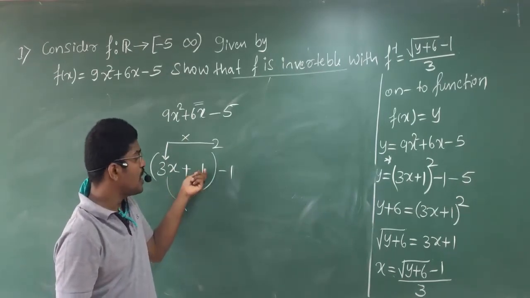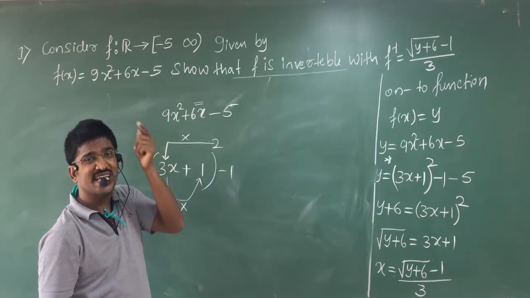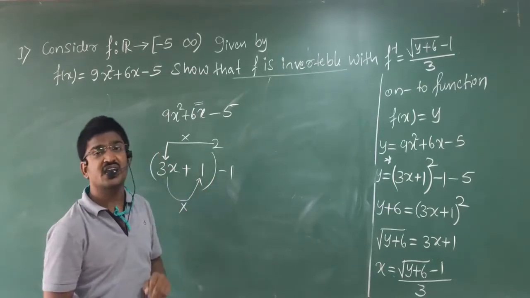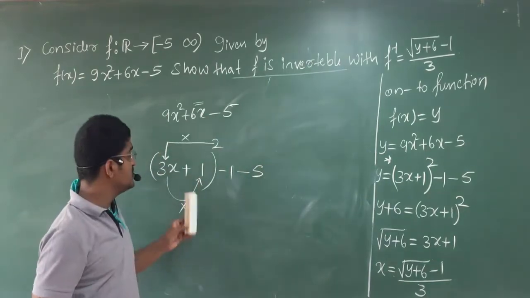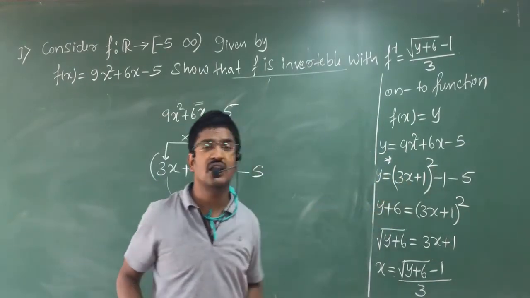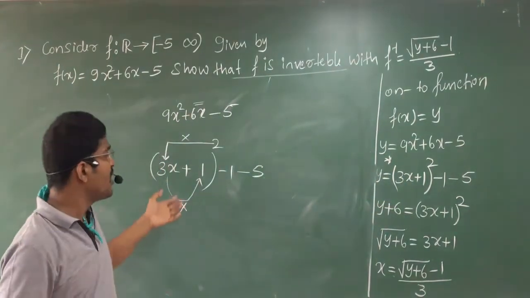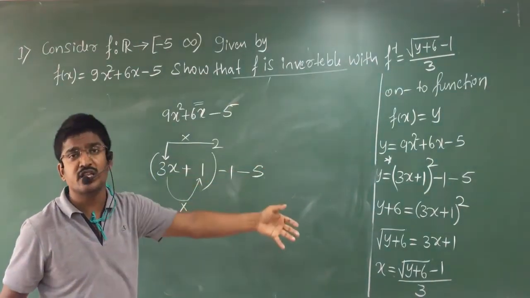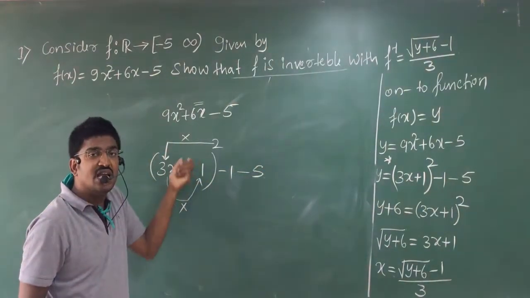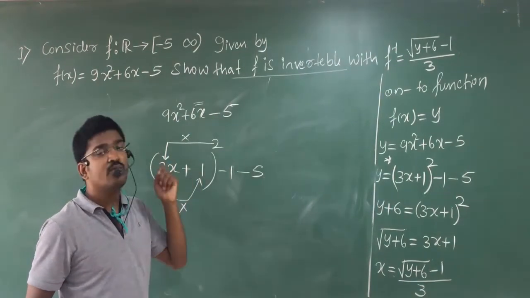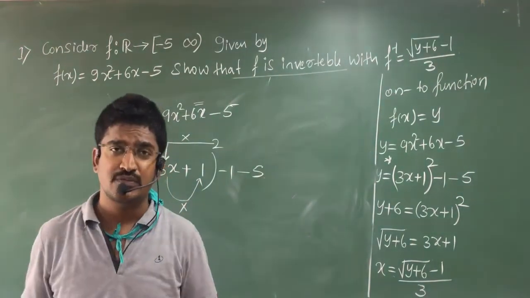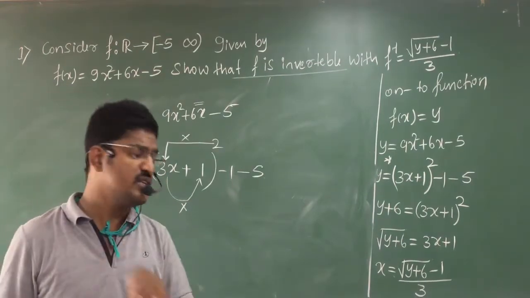Clear? Here you have 1. 1 square is again 1. Write it with a minus sign, and minus 5 as it is. This is what is written here. Clear, students? I can't explain this in detail there because we are solving the problem. In particular, I am explaining how to write this as 3x plus 1 whole square minus 1 minus 5. Clear, students? Okay, this is one thing.